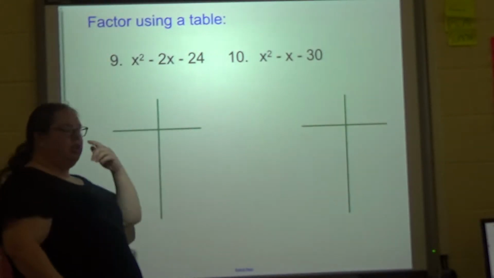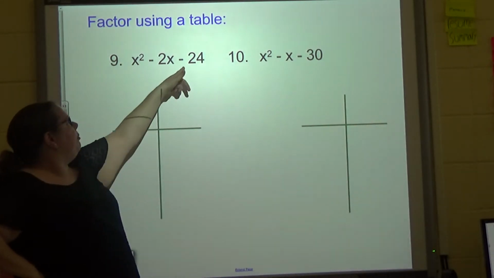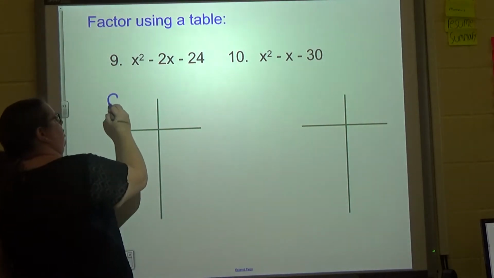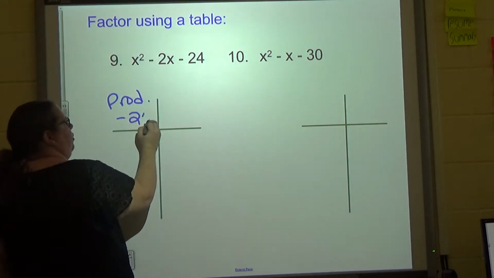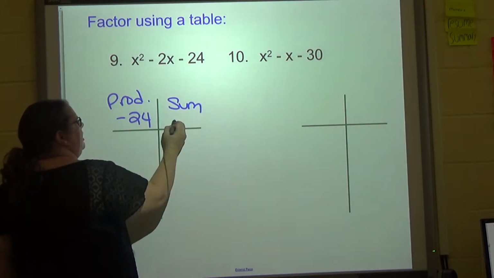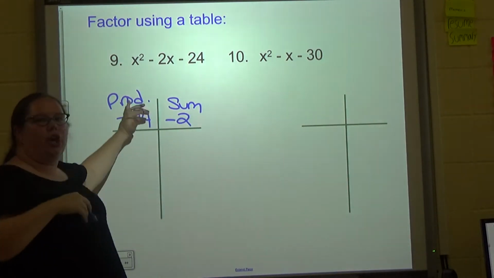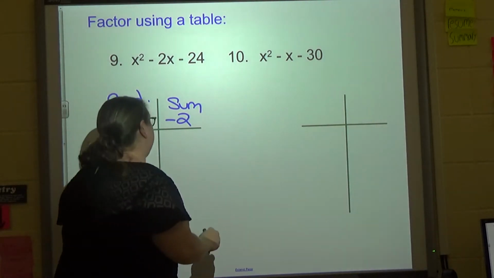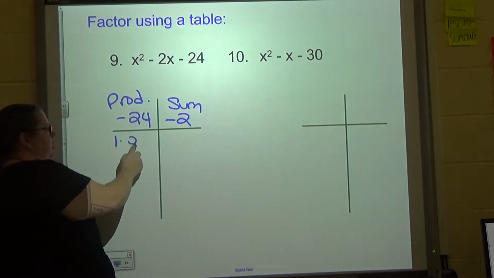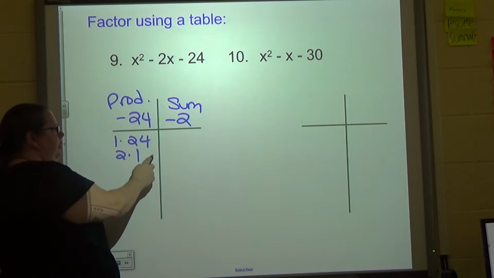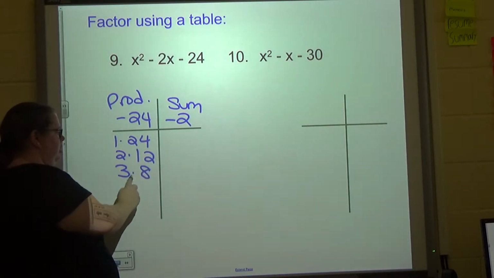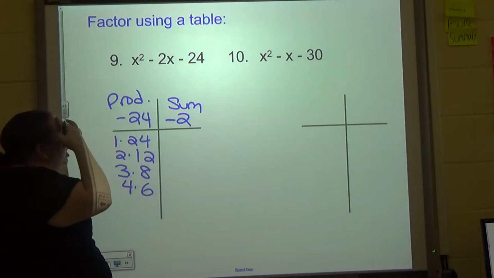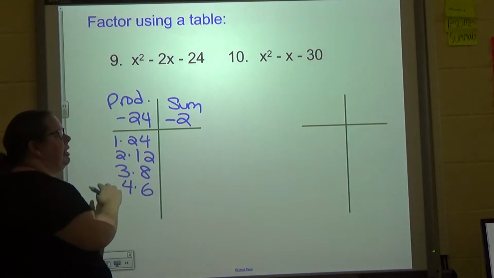Alright, next type. Now, what do you notice? We're multiplying to a negative. So this time our product is negative 24, and our sum is negative 2. Start the same exact way we have been. Start with 1 and work your way up. So I have 1 times 24, 2 times 12, 3 times 8, 4 times 6, 5 doesn't work, and then we're back to 6. Okay, so now, do these multiply to a negative?